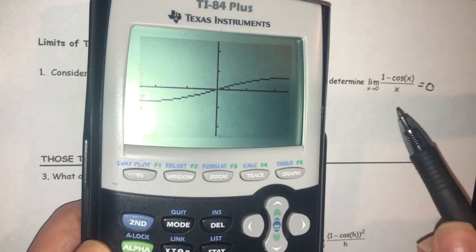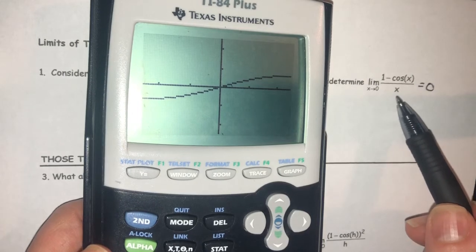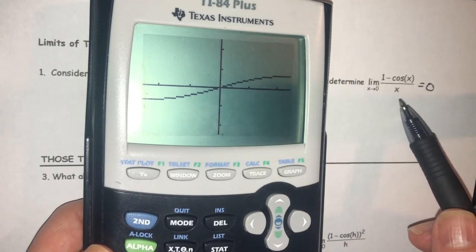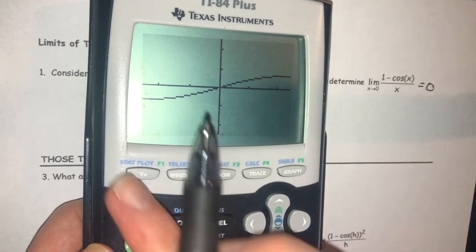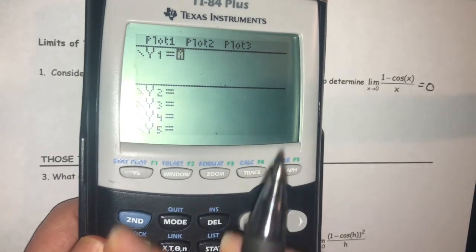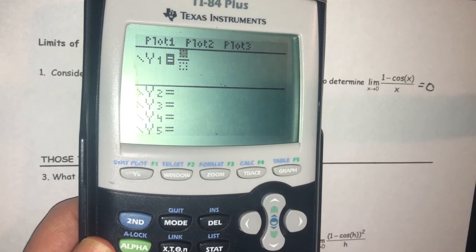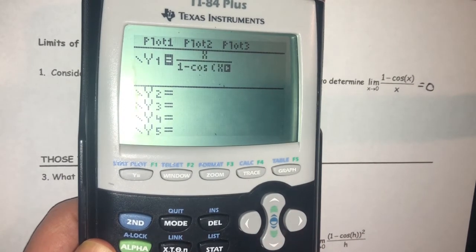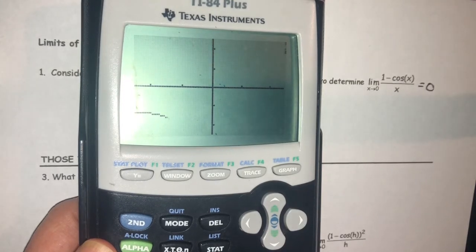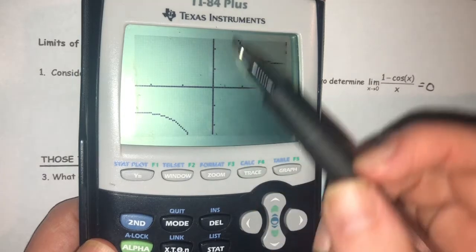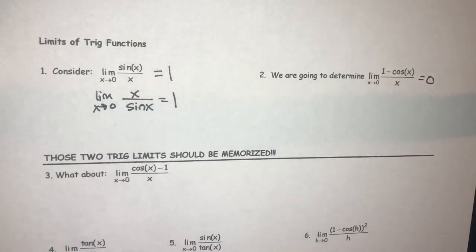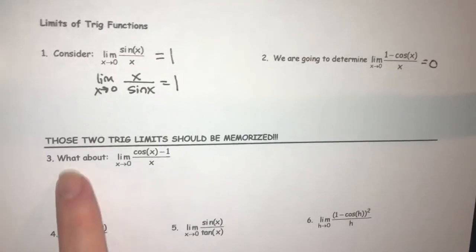Now, what if we were to do the reciprocal of this one? Would it also equal 0? No, it would not. We could try it. X on top, 1 minus the cosine of x on the bottom, graph. It's totally undefined. There's a vertical asymptote there. So, ba-bum.